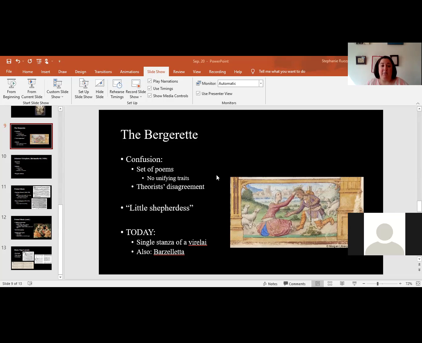Remember last time we talked about ballatas, B-A-L-L-A-T-A, and how that's like the single stanza of a virelai. Well, that's also what a Bergerette is. In Italian, they also call them barzellettas, but it means the same thing. It's basically the single stanza of a virelai. Can somebody remind me what the virelai form is? One of our forms spoke, so we've had it around for a while.